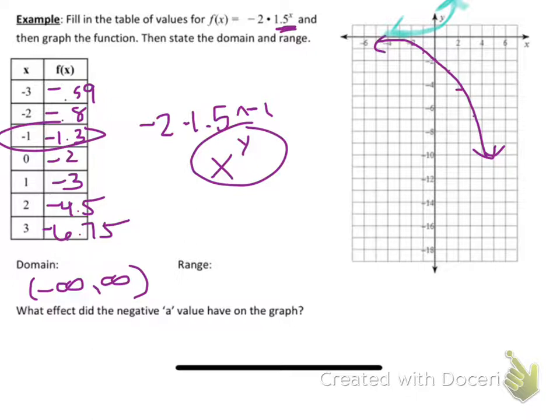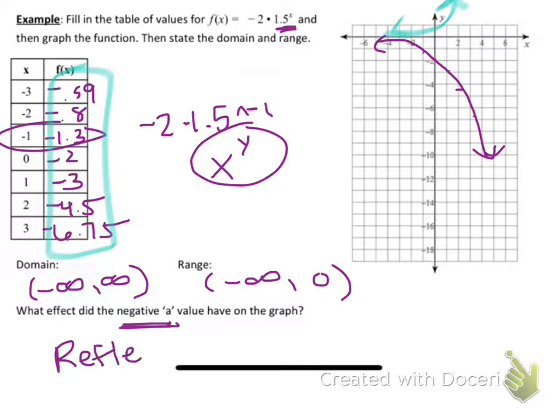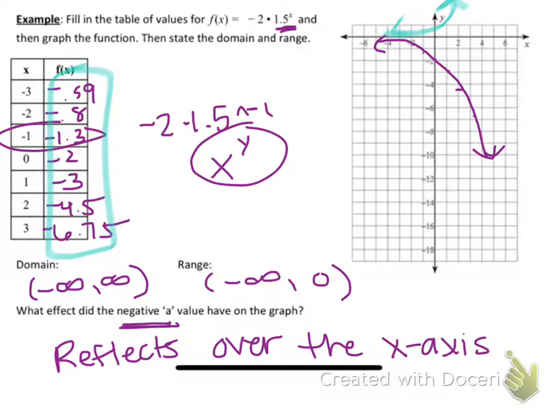Notice for this one, all my y values are negative. So my range is negative infinity, and this time it stops at 0. As far as the effect it had on the graph, the negative a value reflects over the x-axis. Again, right below this, you have 4 practice problems. They're asking you to match them without using a calculator based on your idea of growth versus decay.